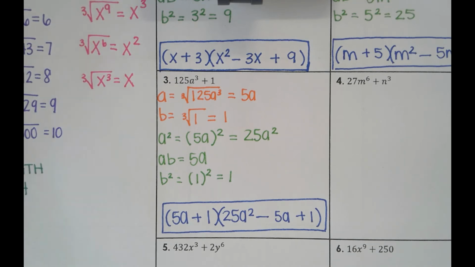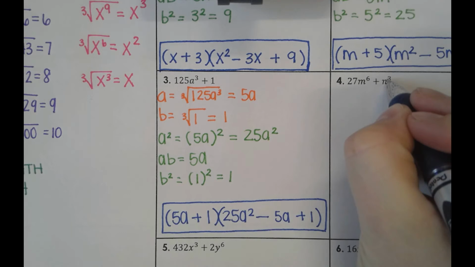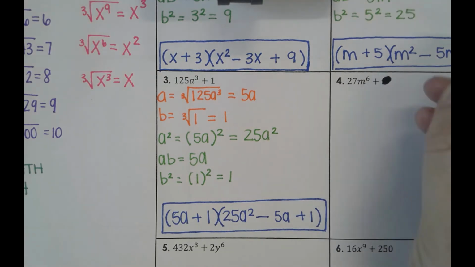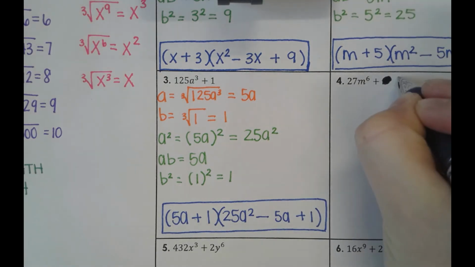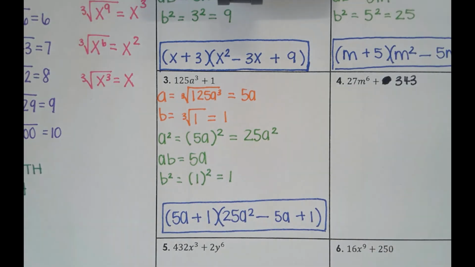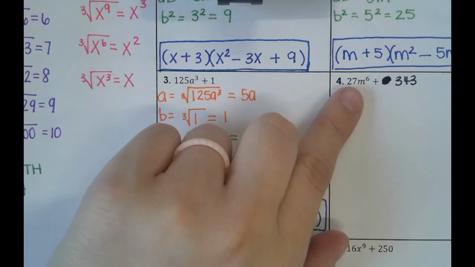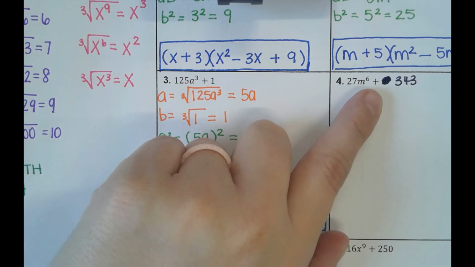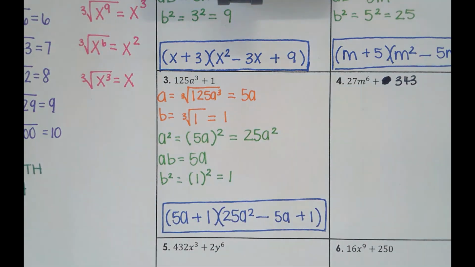All right, I'm going to change this next one just a little bit. Instead of having n cubed, I want that to be 343. So 27m to the 6th plus 343. And I want you to try doing this one on your own, and I'll come around and help.